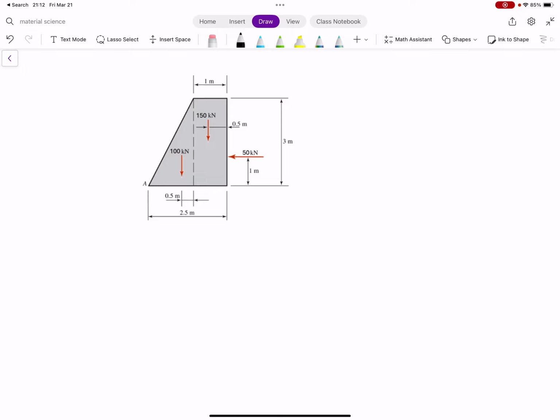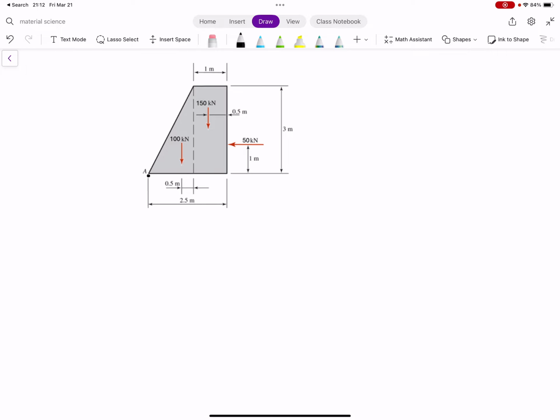Welcome back. Problem 3. In the description, we have the concrete gravity wall shown in this picture. We need to find the magnitude, direction, and angle of the resultant force, and determine where the resultant intersects with the base of the wall with respect to point A. So we have to use A for the summation of moment. First, we need to find the resultant force.